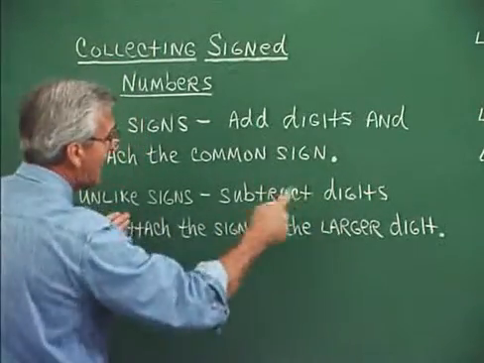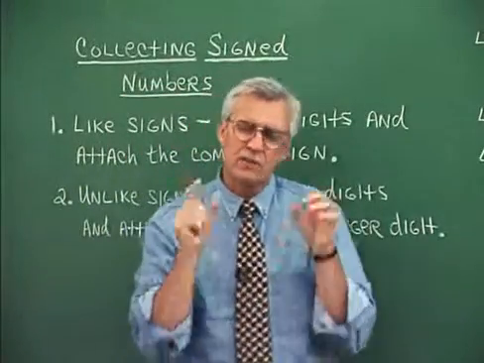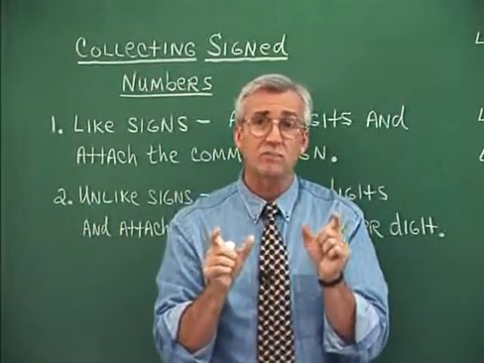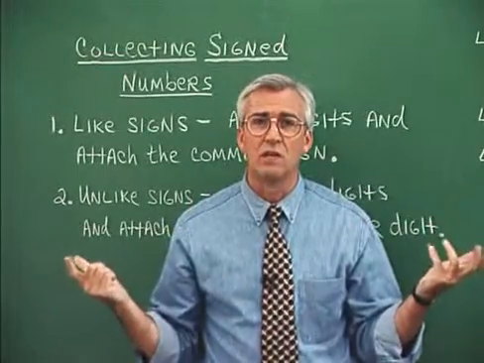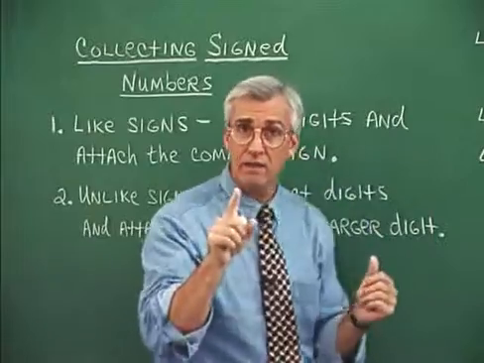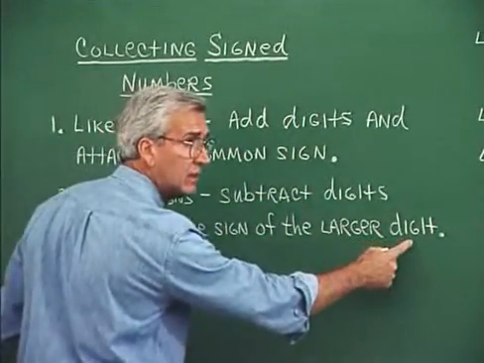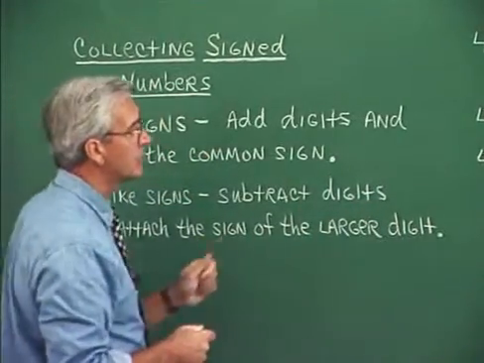Now, when I say subtract digits, we disassociate ourselves from the signs. Just look at the digits and take the small digit from the large digit. That's all. So we subtract in the way that we intuitively know how to do. And then we attach the sign of the larger digit. All right, let's look at some examples.